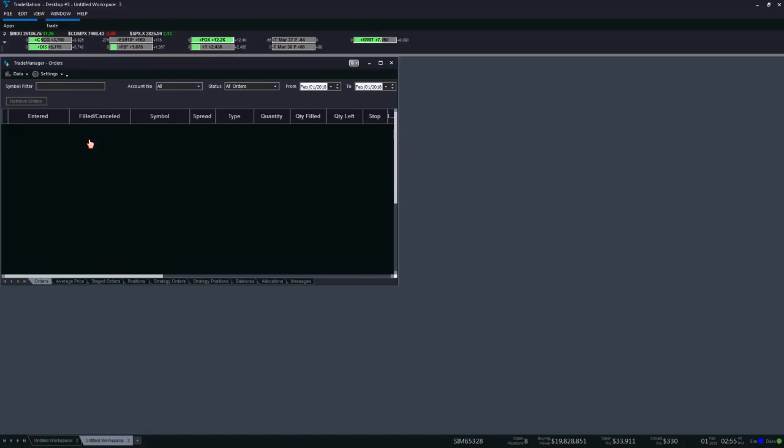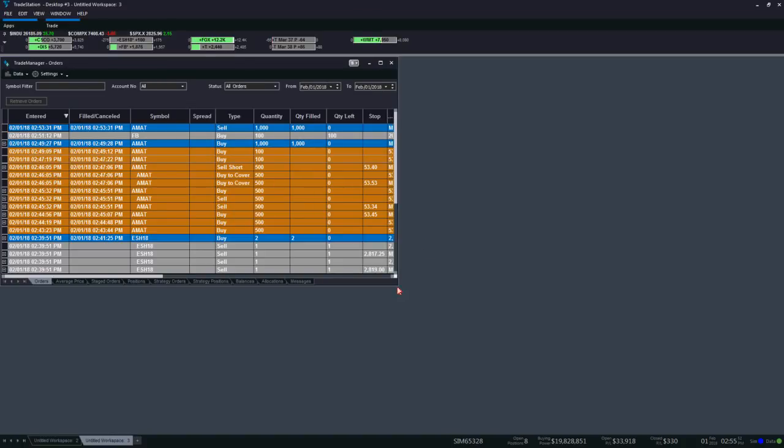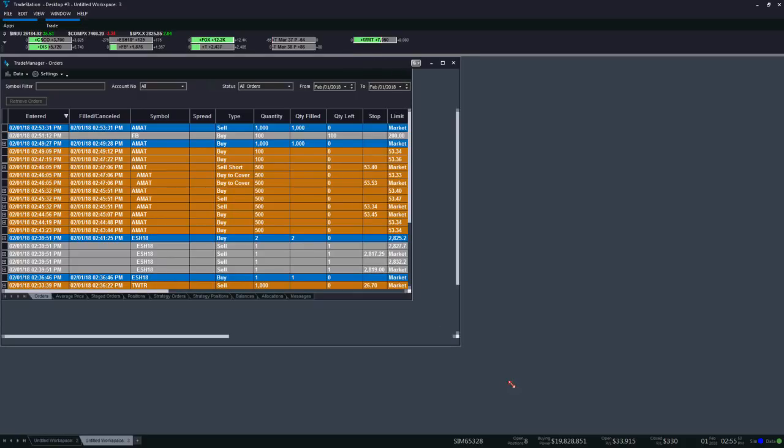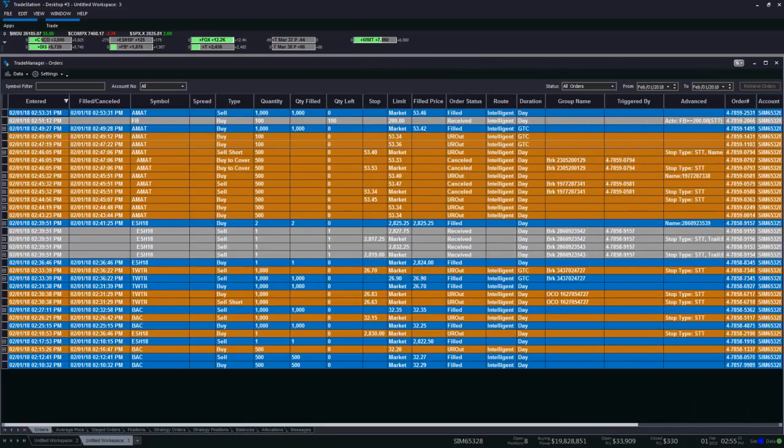The TradeManager has all the orders and all the positions that you've entered today. Let me go ahead and make this bigger. When you open up the TradeManager, it'll default to the Orders tab, and you can see at the bottom you have multiple tabs that you can go through. The Orders tab gives you a chronological sequence of all the orders that we've placed in this 60-minute class.